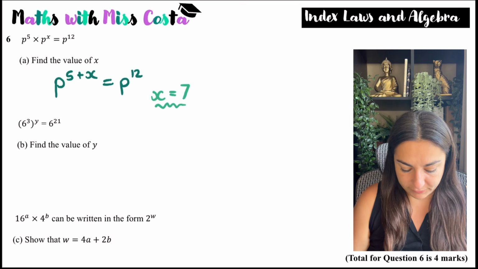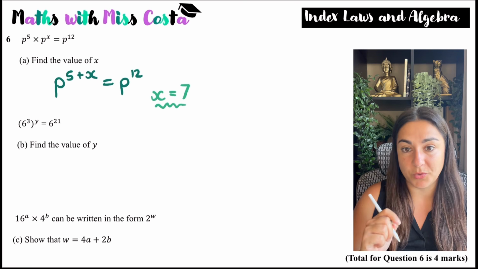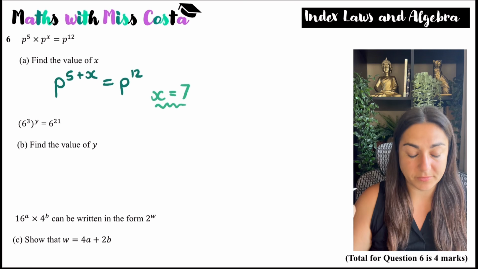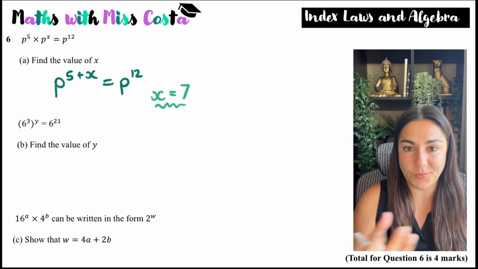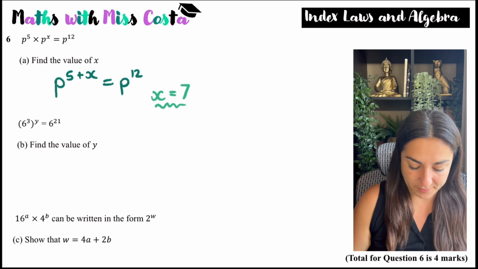Then we've got the laws of brackets. So what happens when you're multiplying indices when they're in brackets is you add the powers.